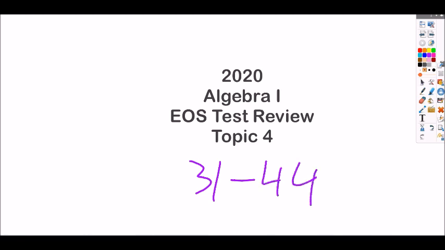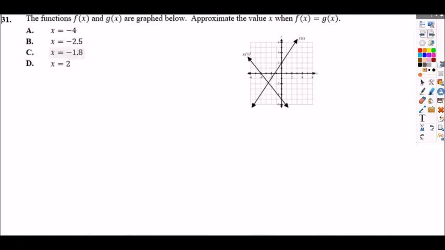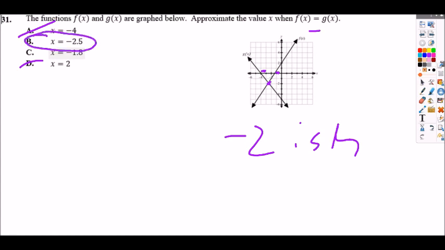So they're asking when f and g are equal to each other, so that means when they cross. So right there, and I'm going to say that's negative 2-ish. Negative 4 is way off, positive 2 is way off, and then negative 1.8 would be on this side of 2, and negative 2.5 is on this side of 2. So I'm going to go with B.